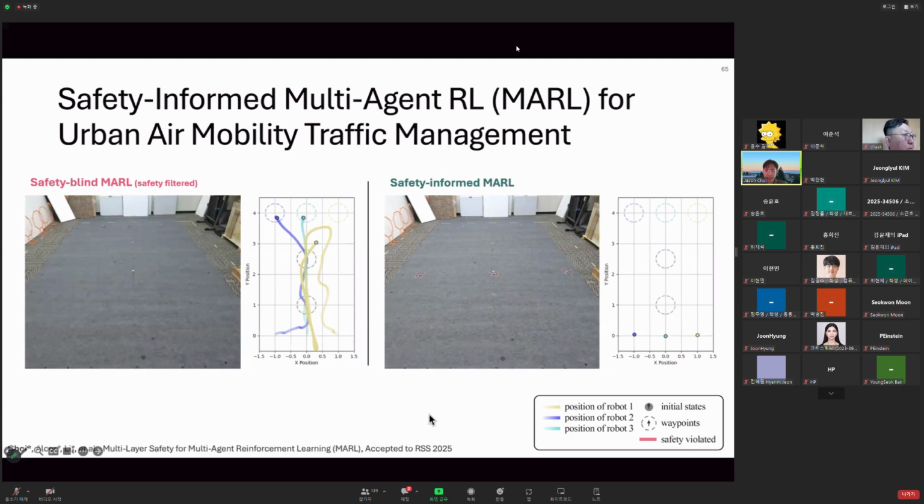Whereas now, if we inform our multi-agent RL in training with the issue of this potential conflict, you will see that the third agent actually waits until the first two agents pass through the air corridor, and then it follows them. So the entire navigation is done in a much more efficient manner.